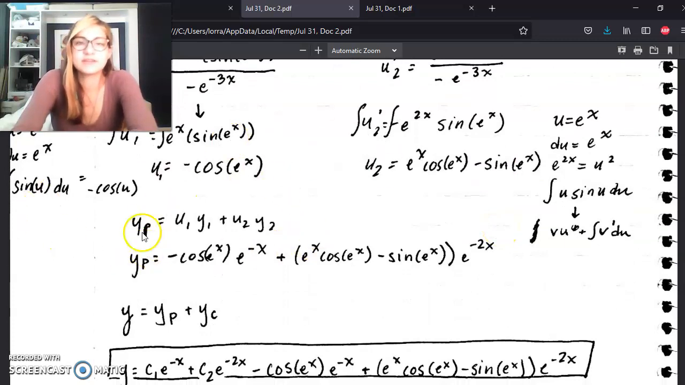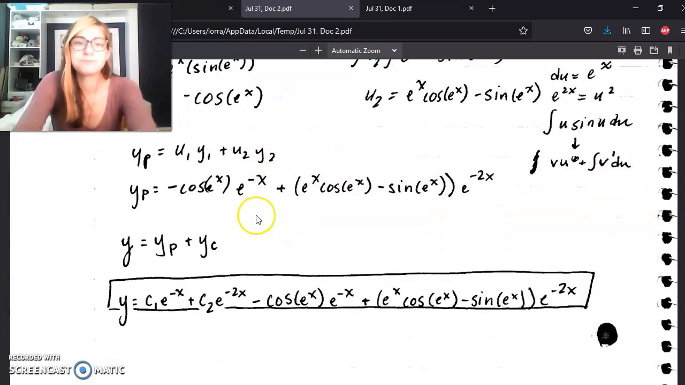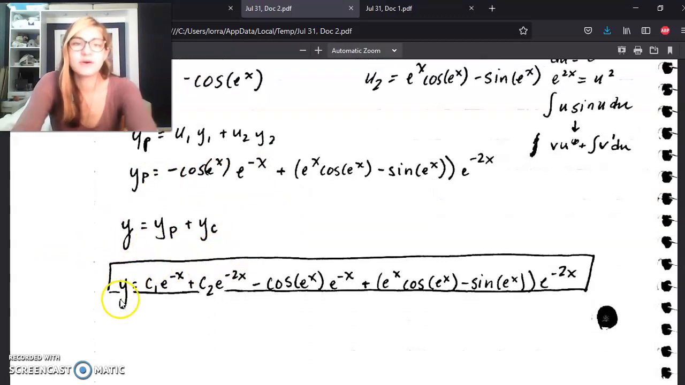So like I said, the y particular is in the form of u1 y1 plus u2 y2. So then the y particular is equal to negative cosine e to the x times y1, which is e to the negative x, plus e to the x cosine e to the x minus sine e to the x, times e to the negative 2x, because that is y2. And then y is equal to the particular plus the complementary. So y is equal to c1 e to the negative x plus c2 e to the negative 2x minus cosine e to the x times e to the negative x plus e to the x cosine e to the x minus sine e to the x, all times e to the negative 2x.